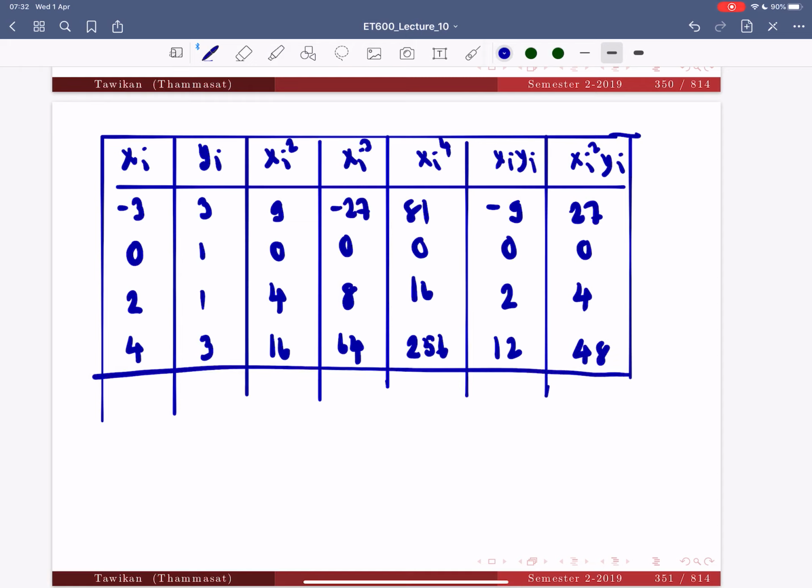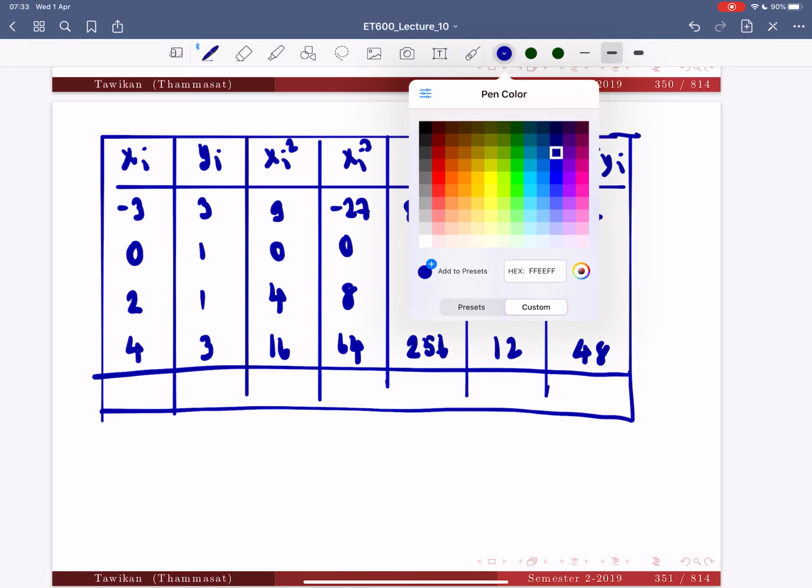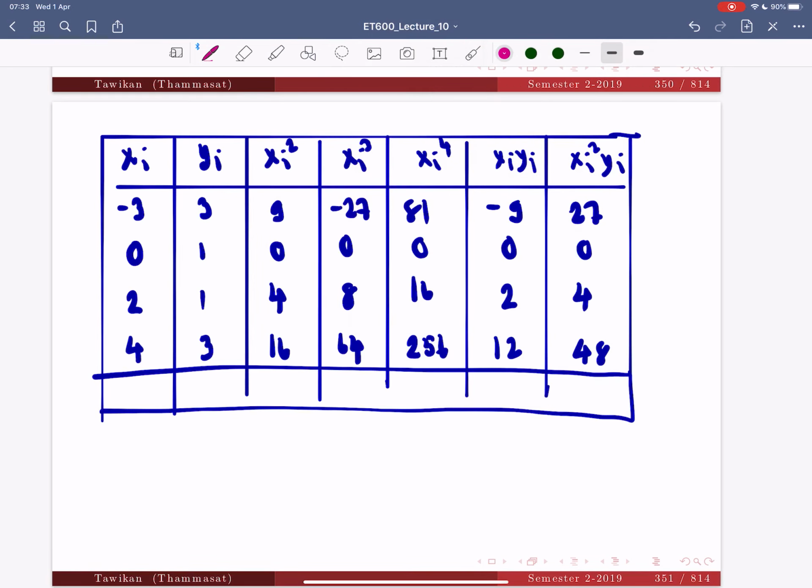And in the bottom row, I'm going to find the sum. I'm going to write the sum with a different color. So the sum of the SI is 3. You just add this column together, and the sum of YI is 8.